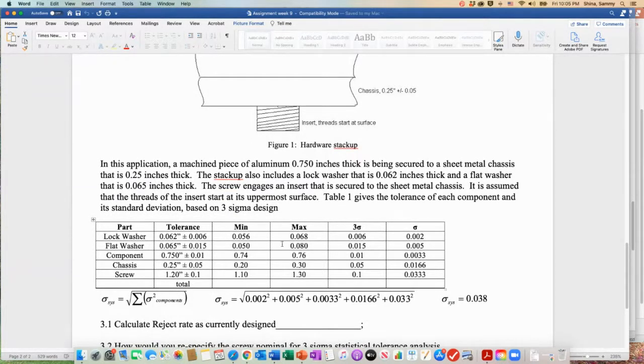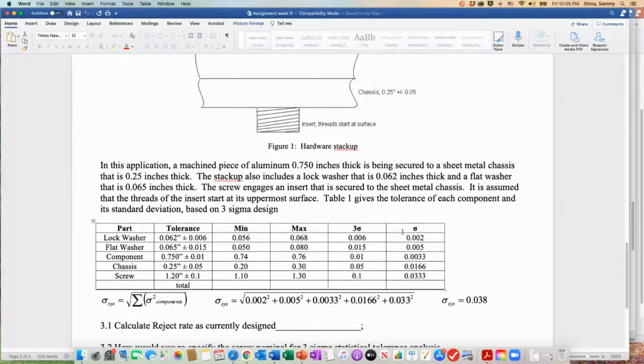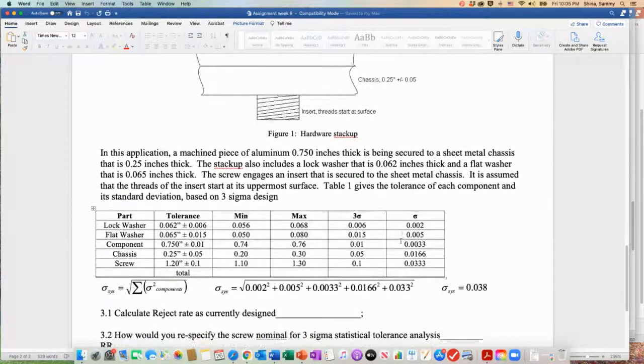And each one of them has a min and a max, 3 sigma and a sigma. And I think we said 3 sigma design, okay? So that's why we have the tables of sigma. So I gave you sigma of the system, which is the summation of all the sigma squares of the system. And the sigma of the system is 38. So the first question is, calculate the reject rate as currently specified. As you see something like this, what's the expected reject rate?